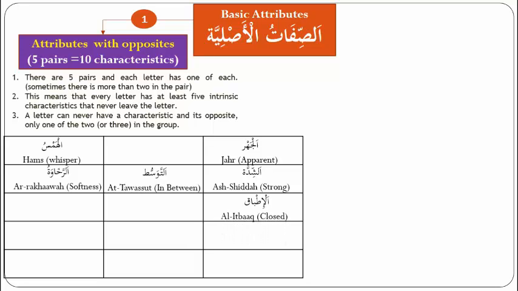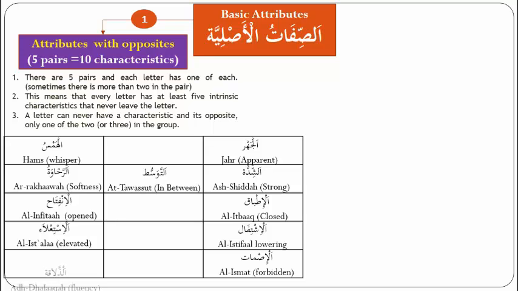Then we have al-itbaq, that means closed, and its opposite obviously is opened, al-infitah. Al-istifal, that is letters that are lowered, they are flatter. Okay, and obviously those that are elevated would be its opposite, al-isti'ala. Then we have two characteristics here, al-ismat and al-thalaqa, which is fluency, and ismat is forbidden.